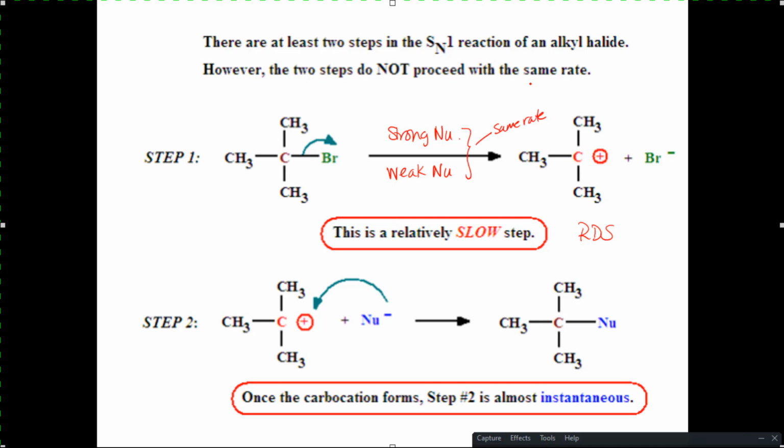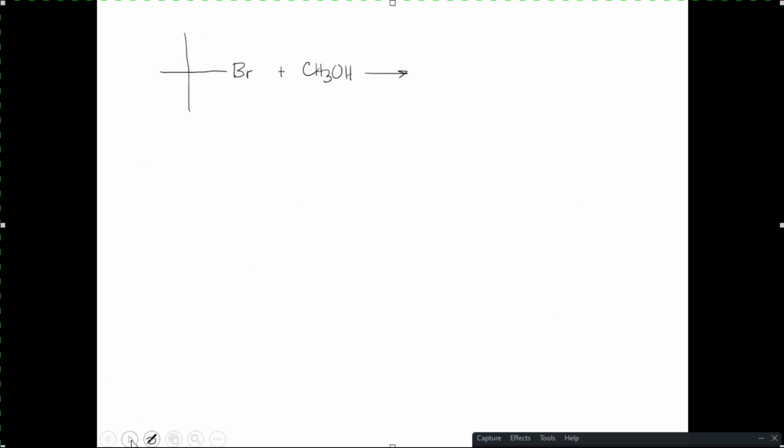So nucleophile strength does not affect the overall rate of the reaction for SN1. Okay, so here is another example of a reaction that you could do via SN1.